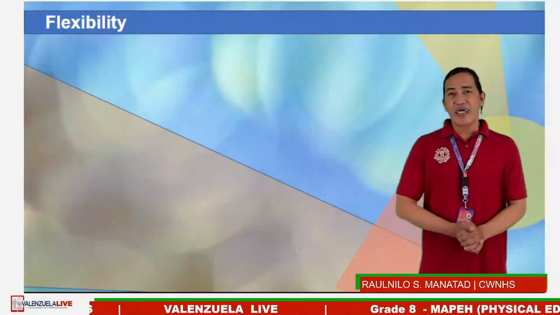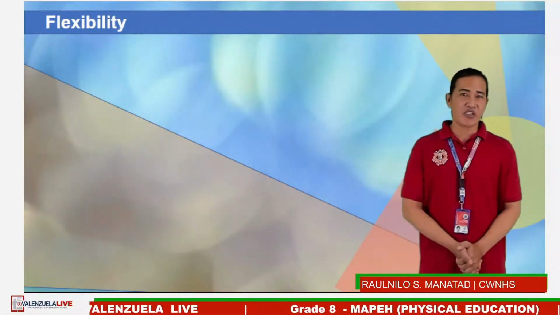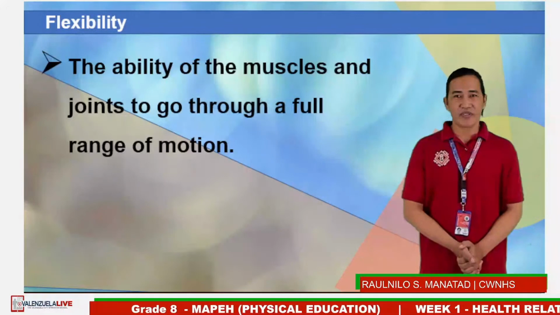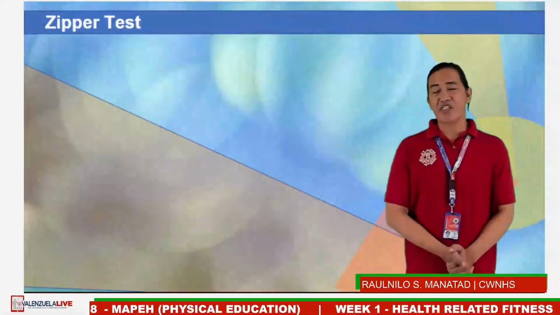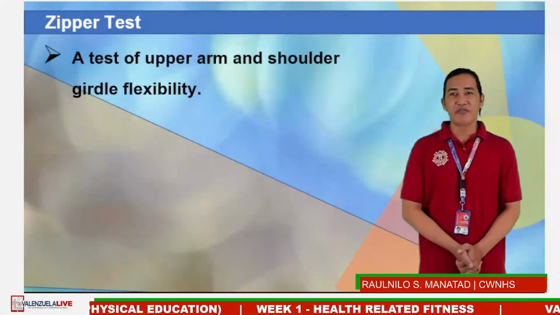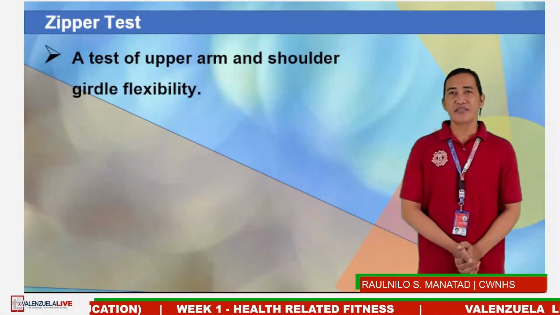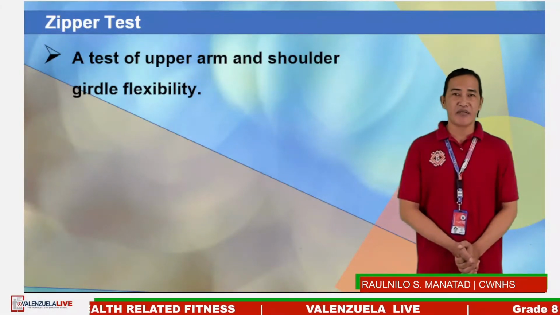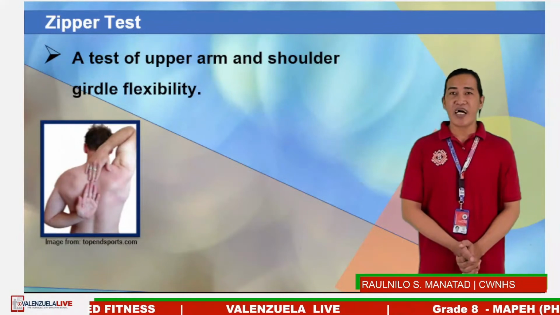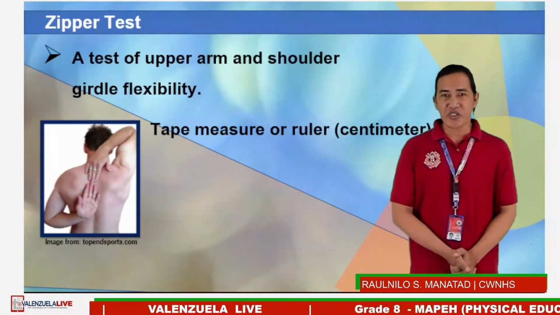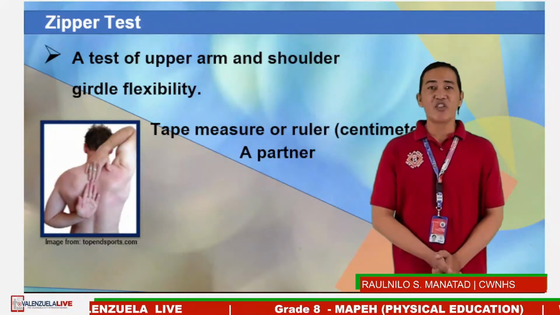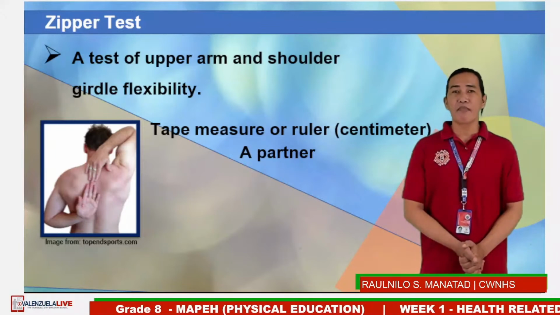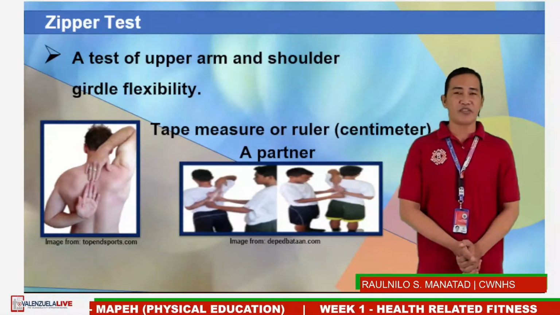Flexibility is the ability of your muscles and joints to go through a full range of motion. To test your flexibility, we have the zipper test. The zipper test is a test of upper arm and shoulder girdle flexibility. In this test, you need a tape measure, a meter stick, or a ruler, and you will have to use the centimeter in the measurements, and somebody in your household as a partner.